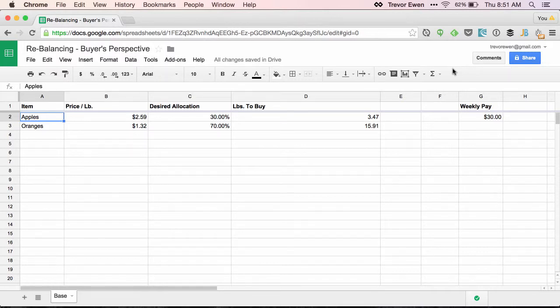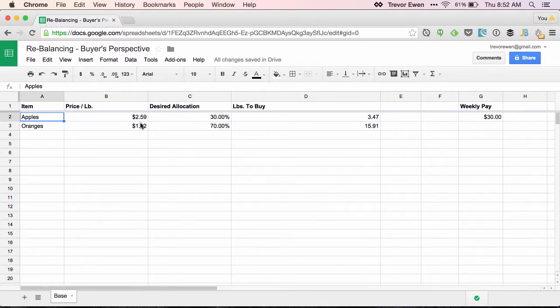You can create a simple asset allocation spreadsheet using Google Sheets. Here we've created a fictional character who gets a weekly pay of $30. He spends his money on apples and oranges. He wants to buy 30% apples and 70% oranges, respectively. And it's also good to note this is not 30% of the quantity, but 30% of his money is spent on apples and 70% of his money is spent on oranges.